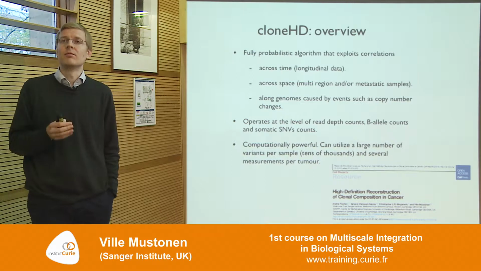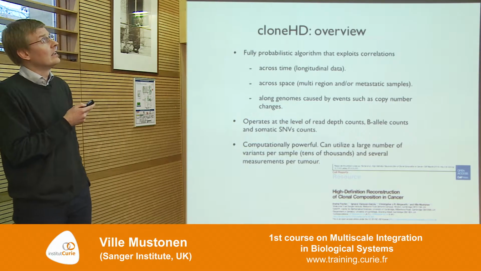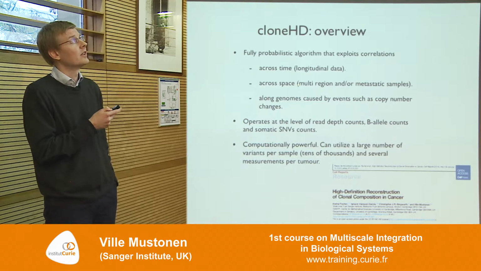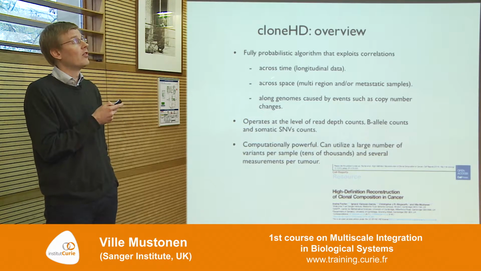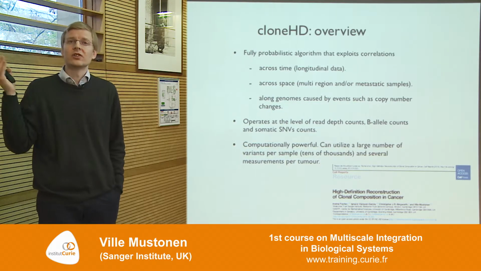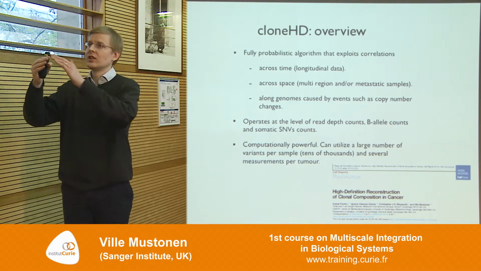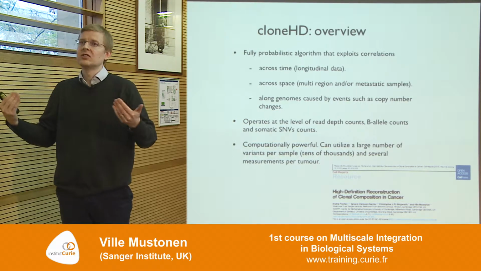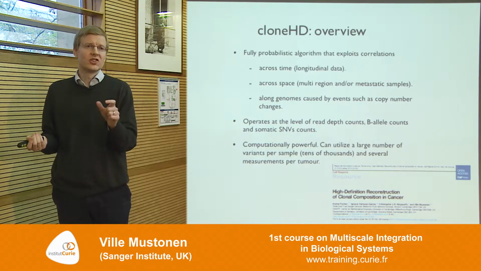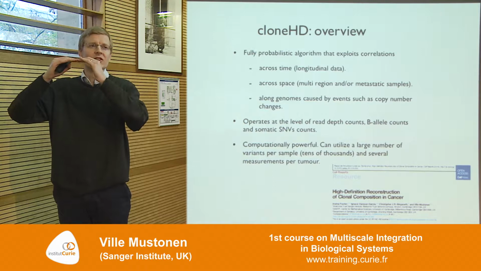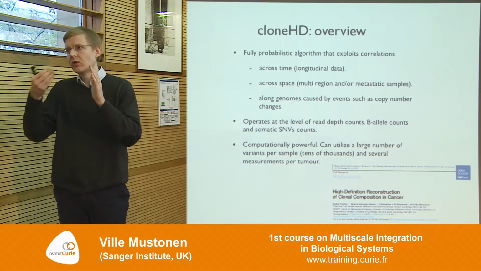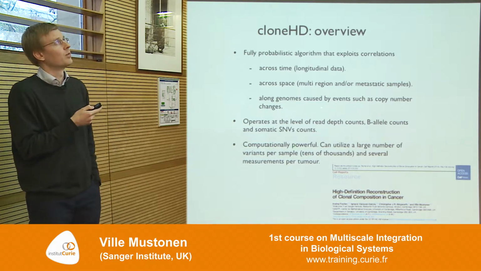It's a slightly different problem, but it's related. And it's a fully probabilistic algorithm that tries to exploit correlations when they exist. Let's say you have longitudinal data, or multi-region sequencing, or metastatic samples, or you have correlations across the genome. So copy number change can change megabases of the genome or a whole chromosome arm. So even though you have short read sequencing, the actual signal is very strong, and millions of different reads are reporting the same event. So those correlated reads can then be exploited.